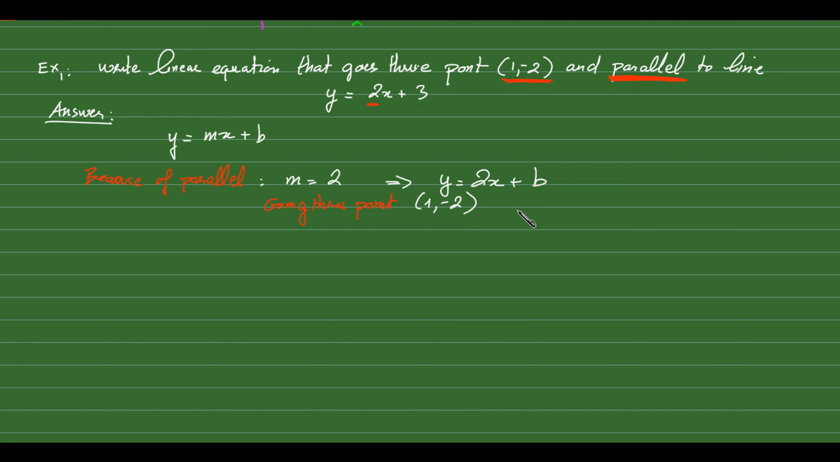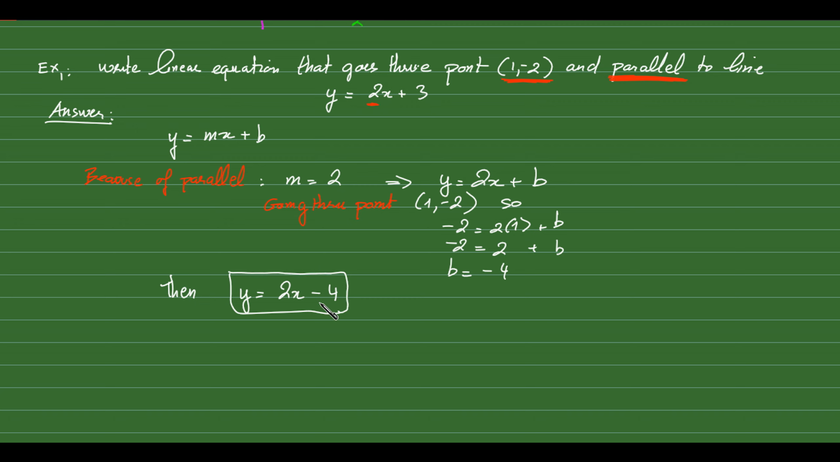Then just go ahead and plug it into find b. So go ahead and plug it in. So it will be negative 2 equal to 2 times, plug in, replace the x with 1, 2 times 1 plus b. Alright, so it will be negative 2 equal to 2 plus b. So b will be, this b. So the b will be equal to negative 4. And after you got b and you got m, then you can write final answer y equal to 2x minus 4.